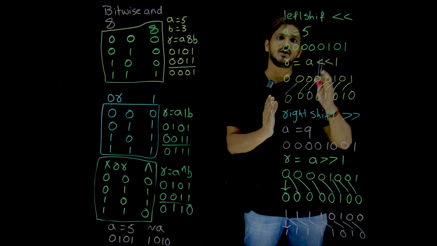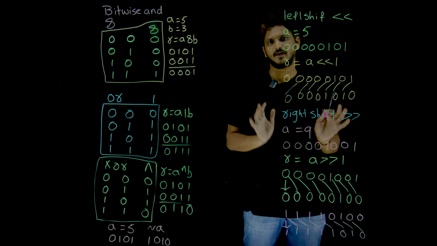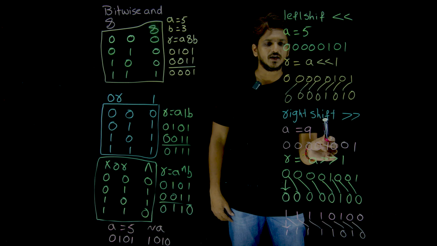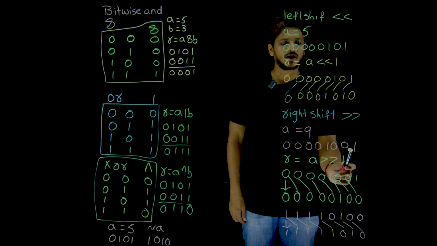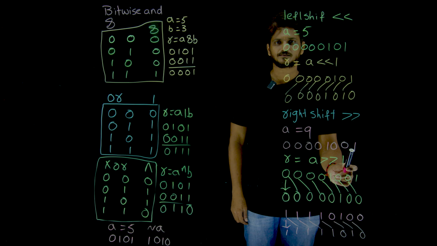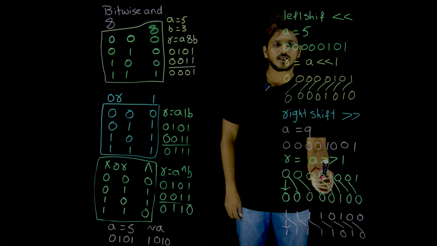You will get clarity whenever we discuss negative numbers in the coming classes. If you already know negative numbers, you will get clarity. So coming to right shift, let's take A is equal to 9. When you write 9 in binary, this is what 9 means in 8 bits. So now R is equal to A right shift 1.